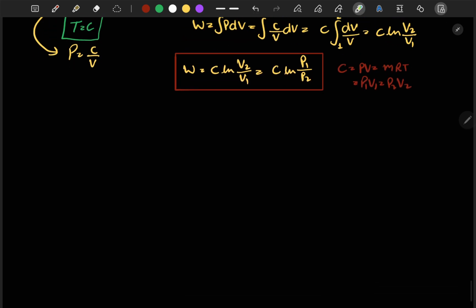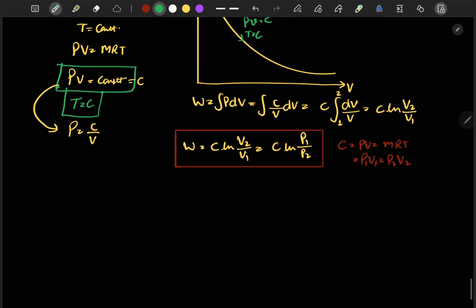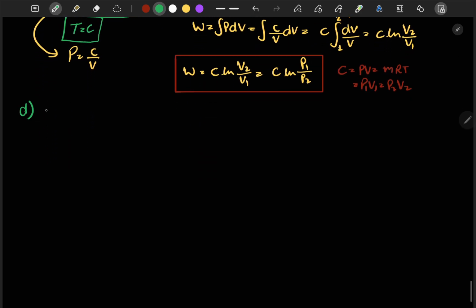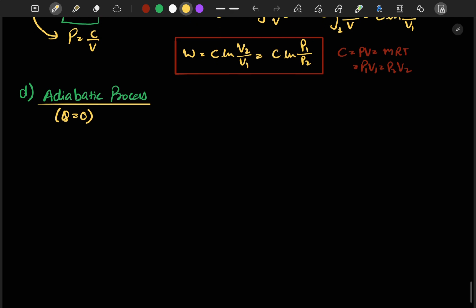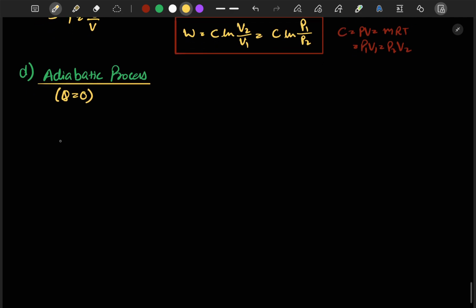Next we will move to the fourth type of process, D, that is adiabatic process. In case of adiabatic process, you have to remember one point, that heat transfer between system and surrounding is zero. All the walls of the system are insulated. There is no heat transfer between them, and the most basic equation for adiabatic is P V to the power gamma is equal to constant.